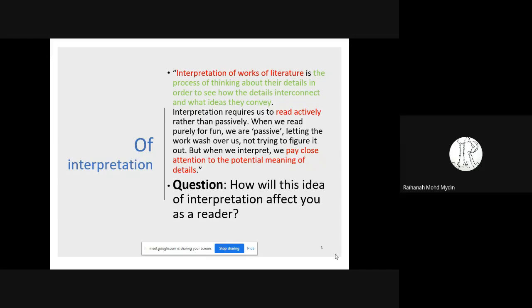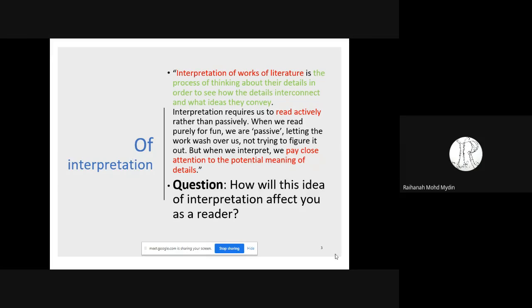How will this idea that is being presented in this quotation help or deter your interpretation, the way you interpret a text as a reader, the way you read a text? Okay, so the quote is, and I quote, "Interpretation of works of literature is the process of thinking about their details in order to see how the details interconnect and what ideas they convey." That's the first part of the quote.